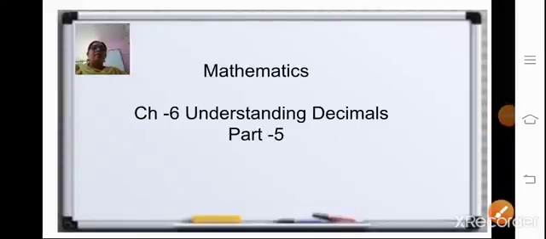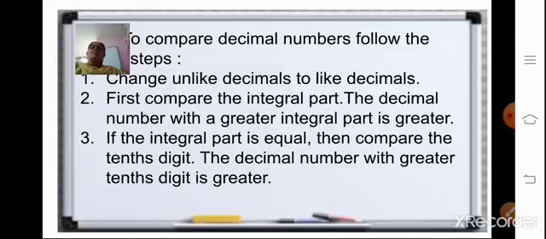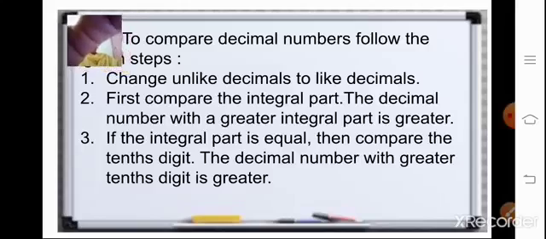Hello, Sairam students. In the last class, we already studied the conversion of decimal fractions to decimal numbers and decimal numbers to decimal fractions. Today let us continue with the chapter, and in part 5, we'll be learning about comparison of decimal numbers, that is, how to compare two decimal numbers. So let us first see the steps to compare the decimal numbers.